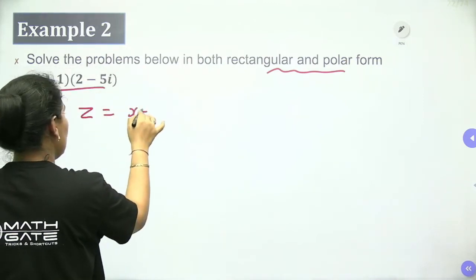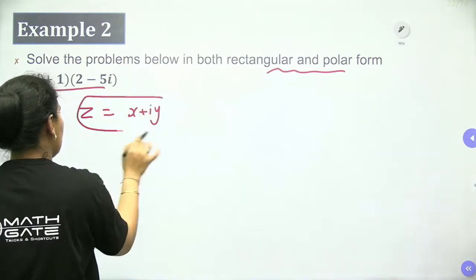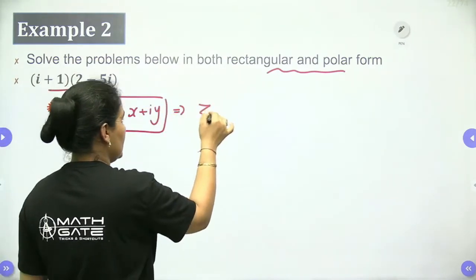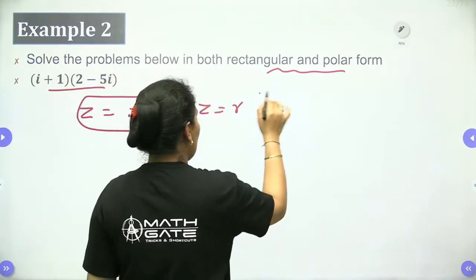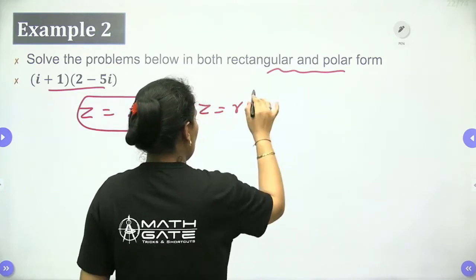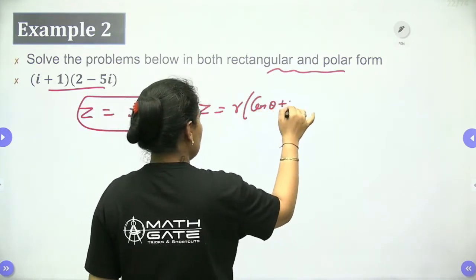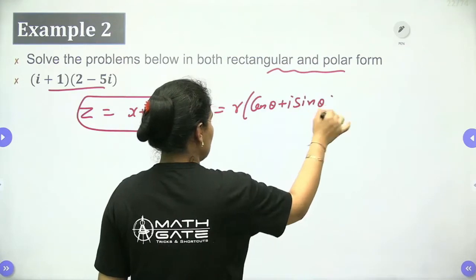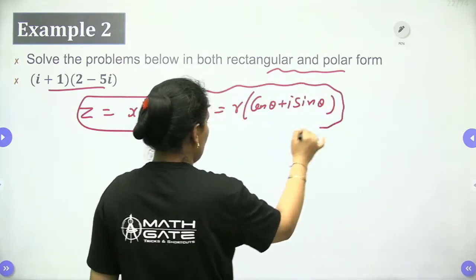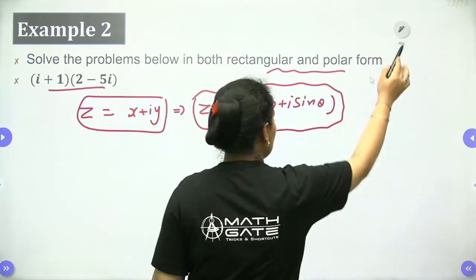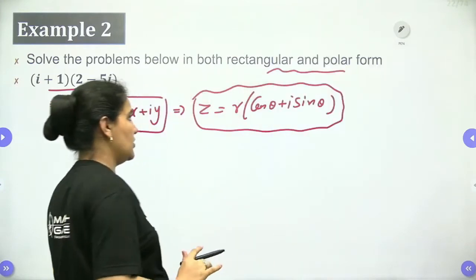So let's approach it clearly. z is equal to, we know very well, x plus iota y is the standard form, and for the polar form we want to convert it to r into cos theta plus iota sin theta. Yes, that we know very well. So we have these two things to approach. Okay, let's approach it, guys.